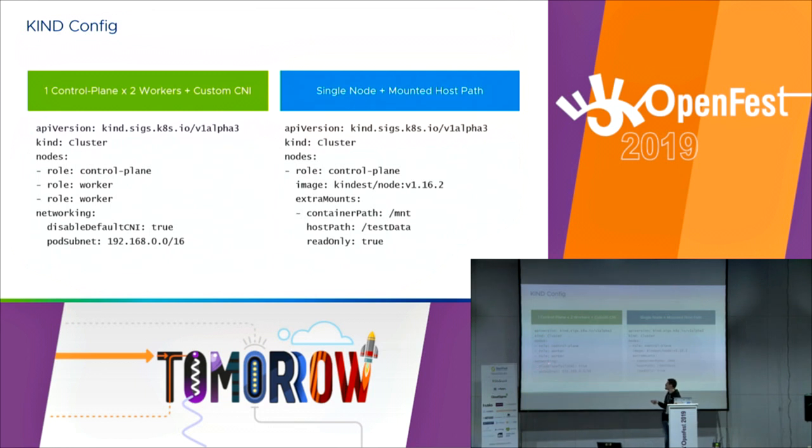Here is the networking part of it. We get the CNI plugin disabled by default, which allows you to install your custom CNI plugin. And in our case, I was going to install Calico here. So I have overridden the pod subnet with this value, which is what Calico is hardwired with.